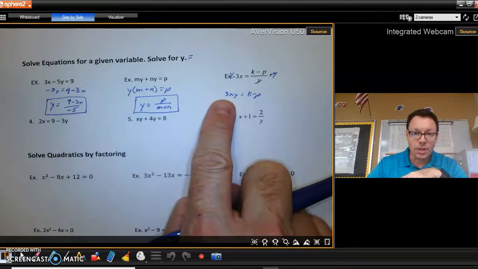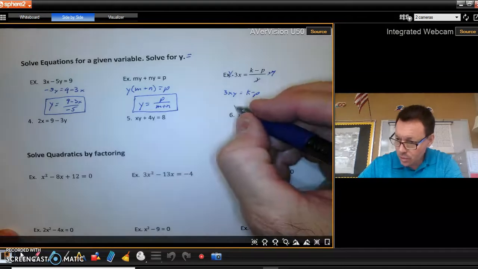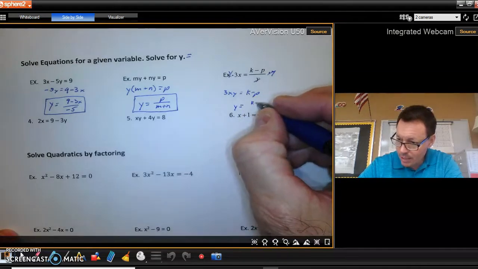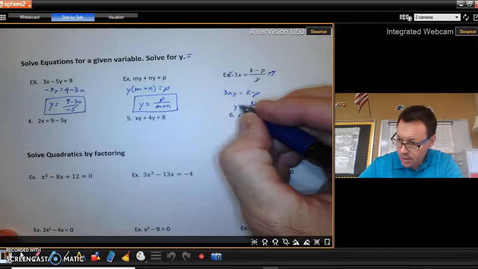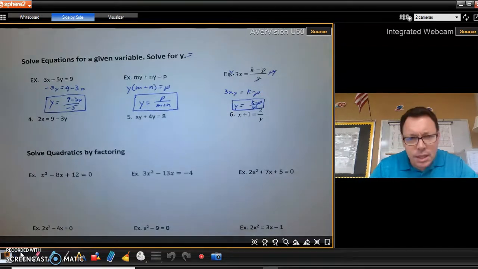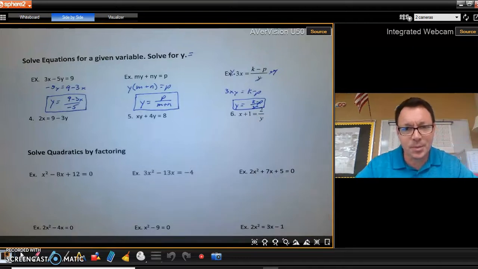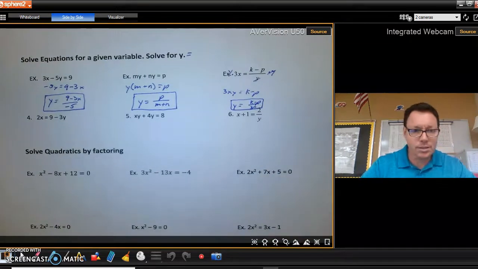That y is being multiplied by a 3x. So I'm going to divide everything by a 3x. y equals k minus p over 3x. And I'm all done. Okay, I was afraid I was going to start getting into that problem right there. So k minus p over 3x.